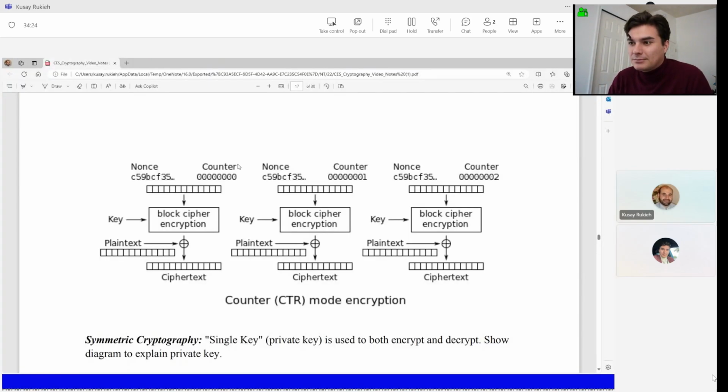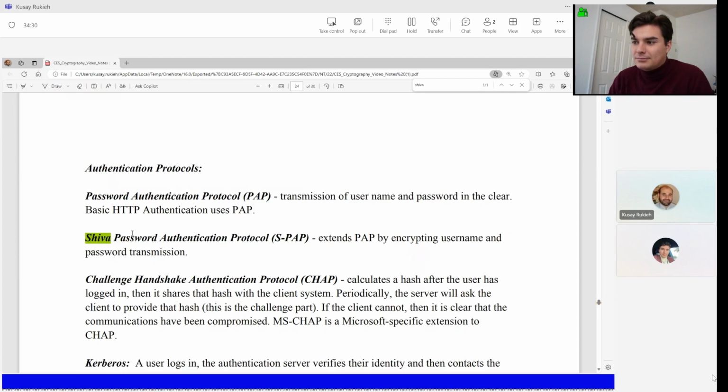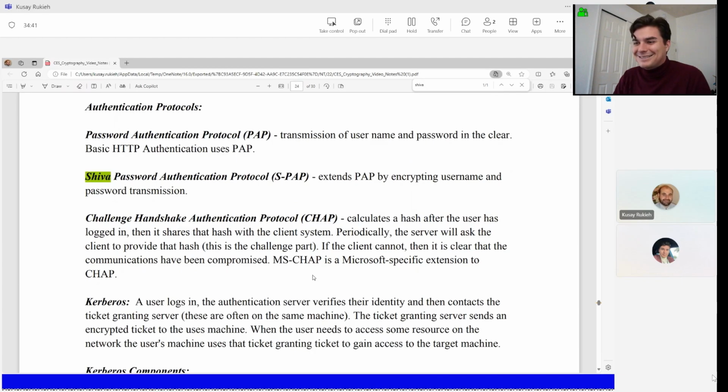If you look right here, it's very easy. It's in the video notes right here. See, Shiva extends PAP by encrypting username and password transmission. So it's an enhancement to PAP. Yep. And here's your CHAP steps right here, and MS-CHAP. Awesome. Okay.